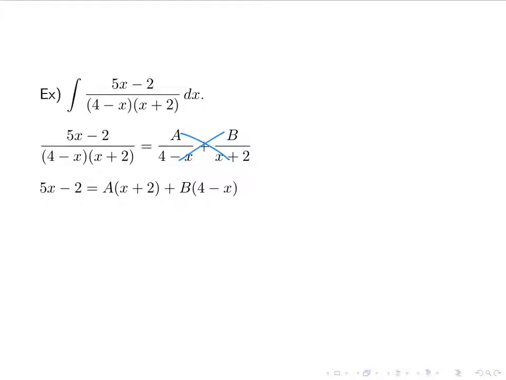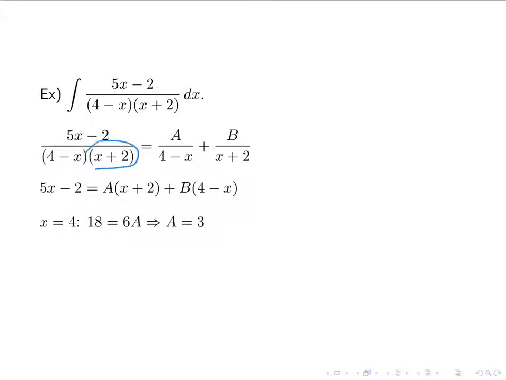The next step is to set my two denominators equal to 0 and solve for x. So the first one, I'm going to take 4 minus x, set it equal to 0, and I get x is 4. So if x is 4, this guy cancels out, and I'm left with A times 4 plus 2, which is 6A, and then 20 minus 2, which is 18. Okay. Then I solve for A, and I get that A is 3.